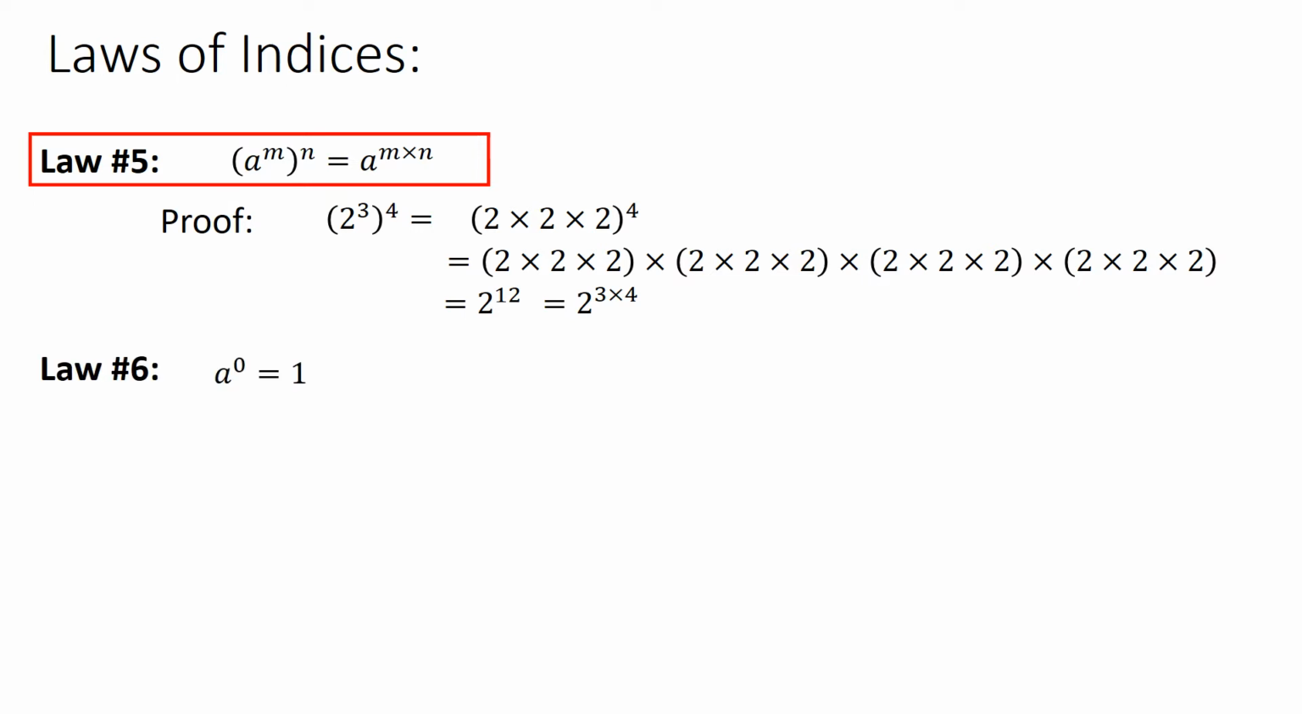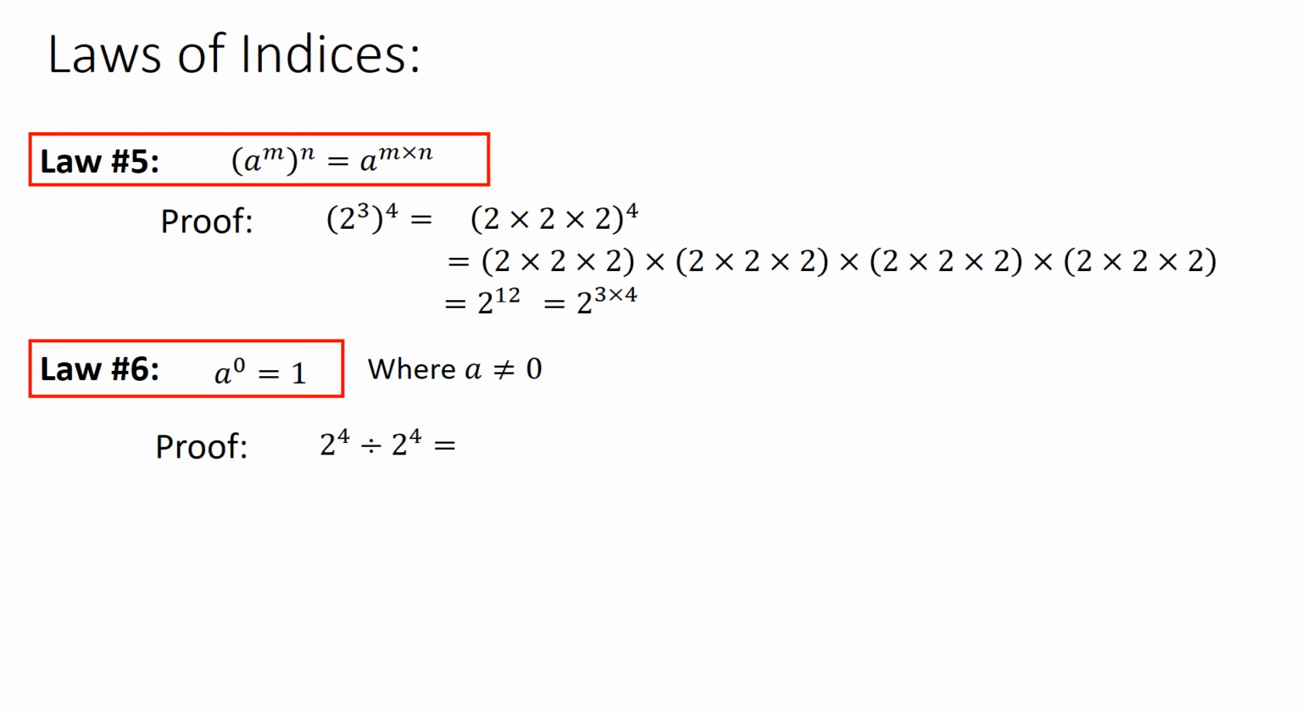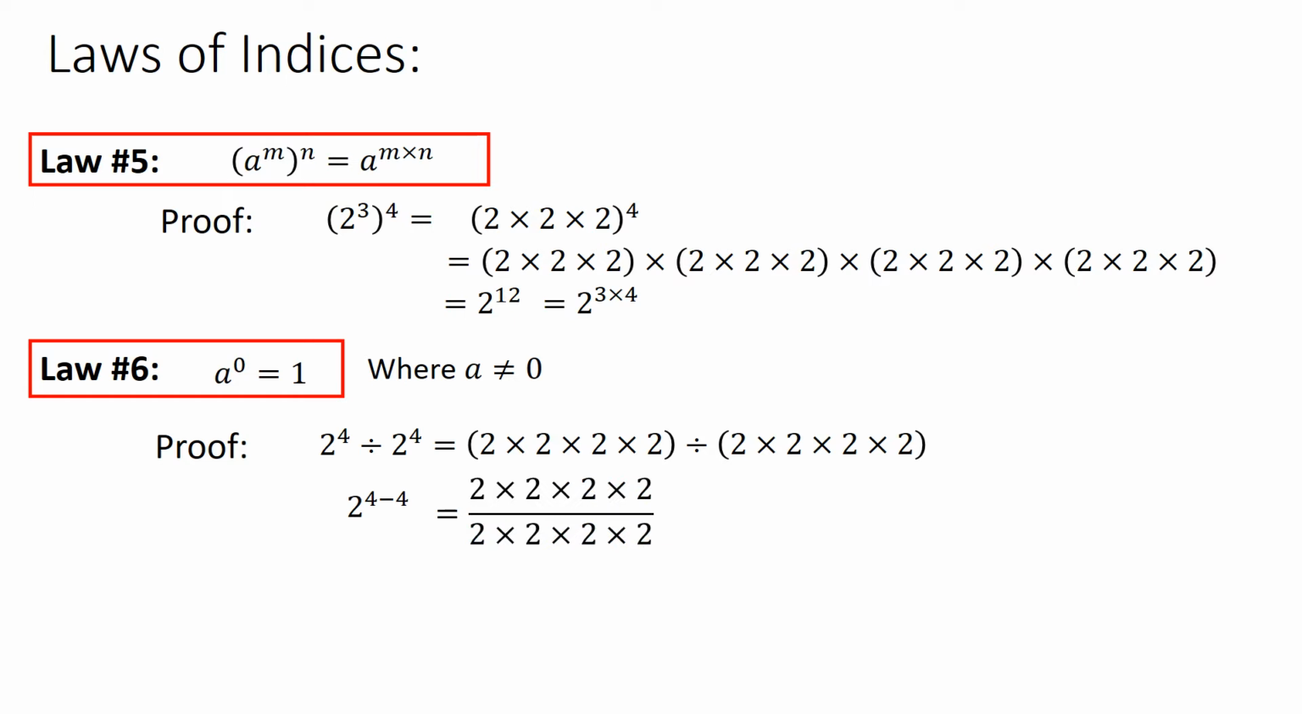Law number 6, the zero power law, which is a to the power of 0 equals 1, where a cannot be 0. Now let's look at the proof. We can just take any number, for example, 2 to the power of 4 divided by 2 to the power of 4. So it means 2 multiplied itself 4 times divided by 2 multiplied itself 4 times, which we can put in a fraction form and cancel one by one. What happens is 2 to the power of 0 equals 1. Do take note that 0 to the power of 0 is not equal to 1. 0 to the power of 0 is not equal to 0 as well.